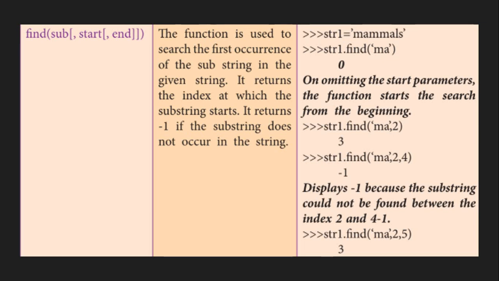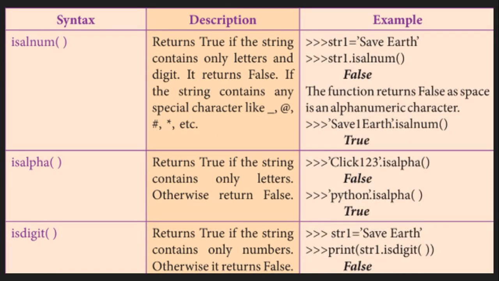Again, the last example there: starting from the second index value until the fifth index value, where is this substring MA placed? From the third index onwards. So you go through the slide again, you will understand it better. But remember that it has got 3 parameters.